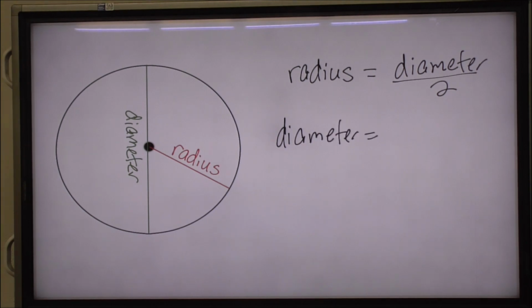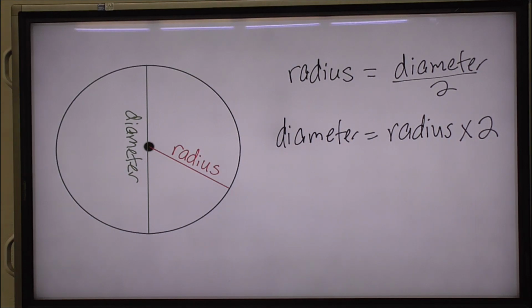What if I gave you the radius, but you needed the diameter? What could you do? Multiply the radius by 2. Okay, that was a big problem on the test yesterday: people not realizing that they needed the radius, but they were writing down the diameter, messing everything up.